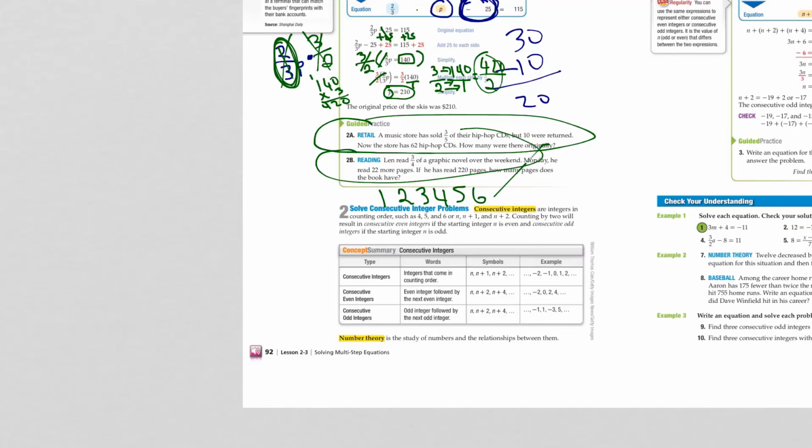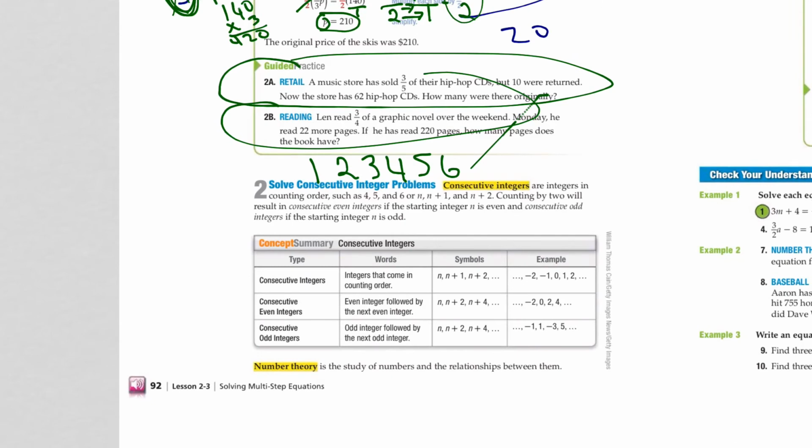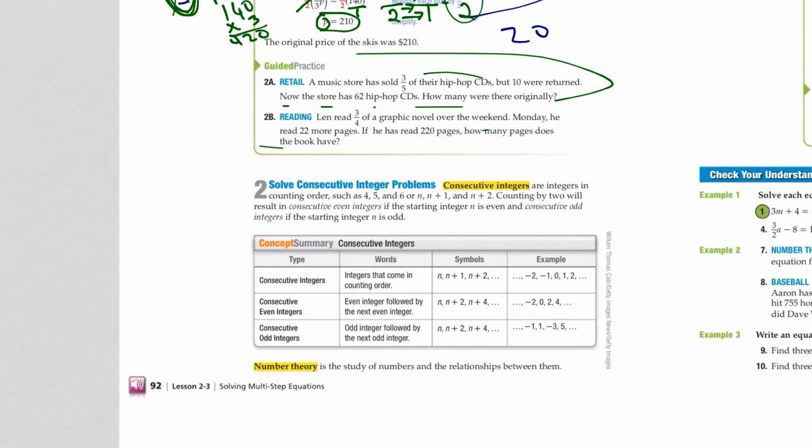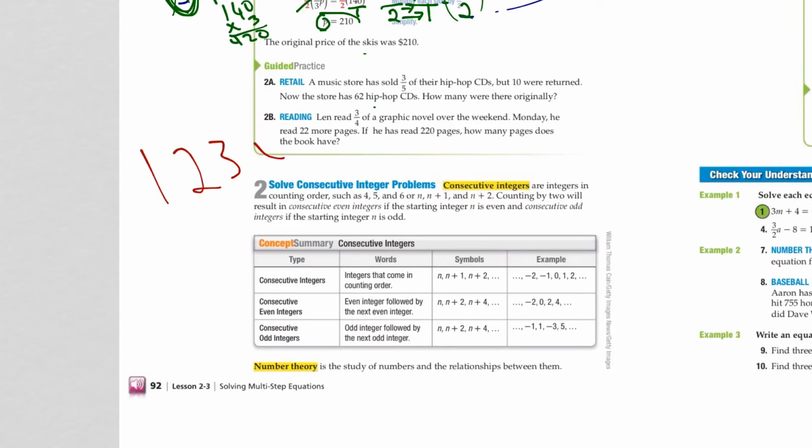Okay? Now, for solving consecutive integers, it's a little bit different. All right? It's not the same. But first, what are consecutive integers? Well, consecutive integers means one after another, meaning straight across. Consecutive is one after another. So if I say consecutive integers or consecutive anything, it's one after another. For example, 1, 2, 3, 4, 5, 6, 7, 8. Those are all consecutive, one perfectly after another.